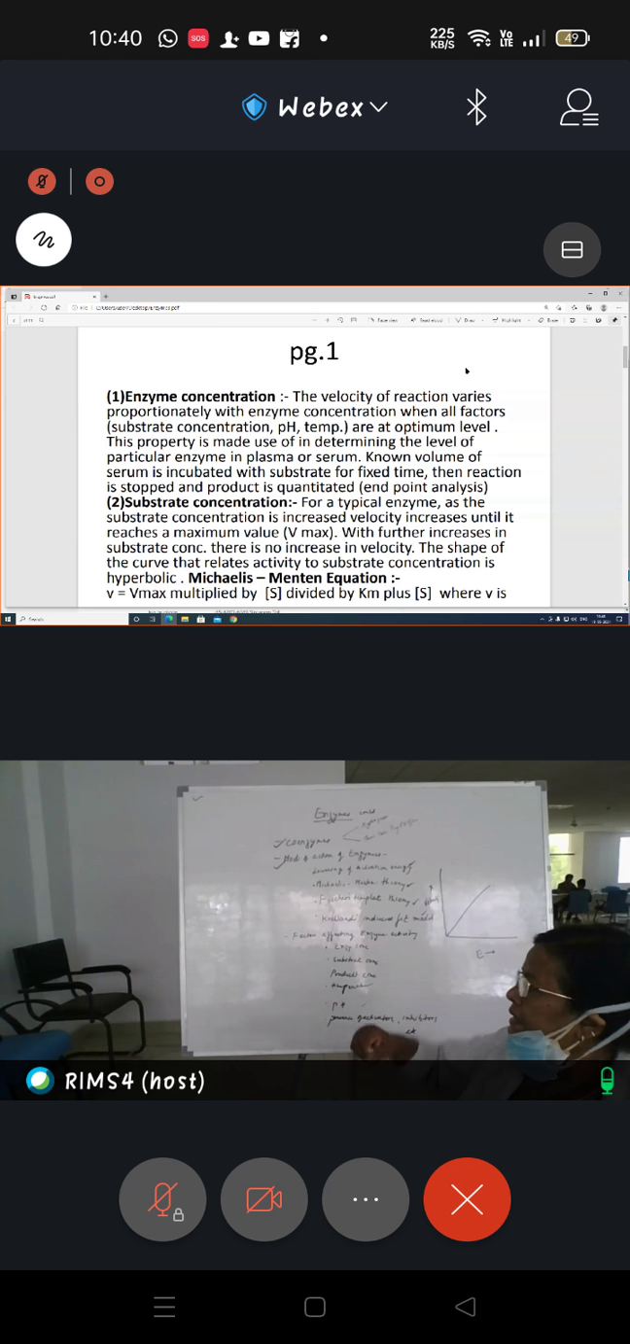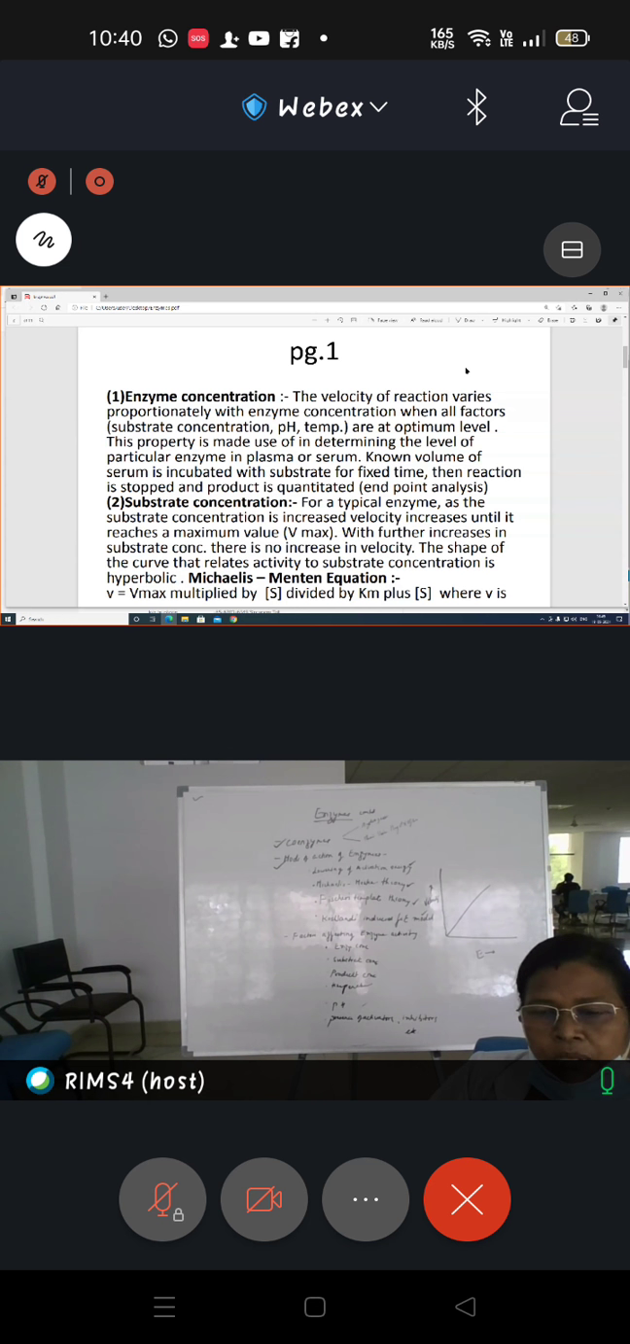The velocity, that means the rate of reaction, varies proportionately to the enzyme concentration, where the substrate concentration, the temperature and the pH are at optimal level. And this property is made use of for determining the amount of enzyme present in the sample.